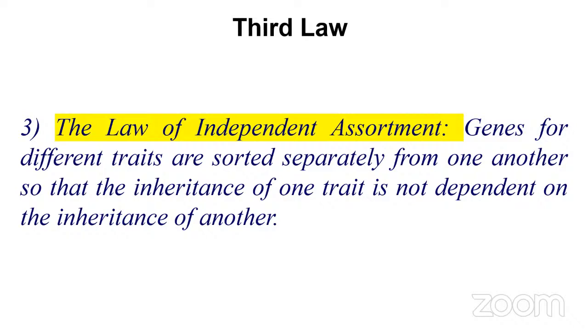So this leads to the law of independent assortment. The separation or inheritance of shape or color is not dependent on one another. They are independent of each other.